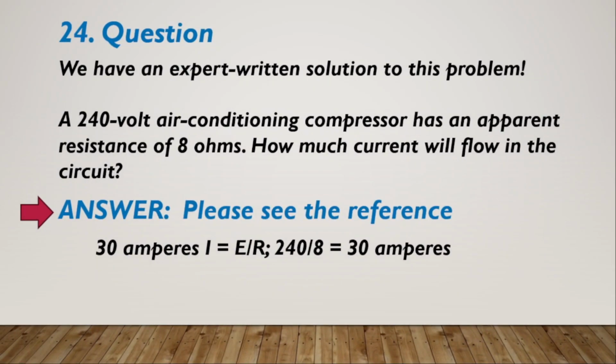Question number 24. We have an expert written solution to this problem. A 240 volt air conditioning compressor has an apparent resistance of 8 ohms. How much current will flow in the circuit? Please see the reference.